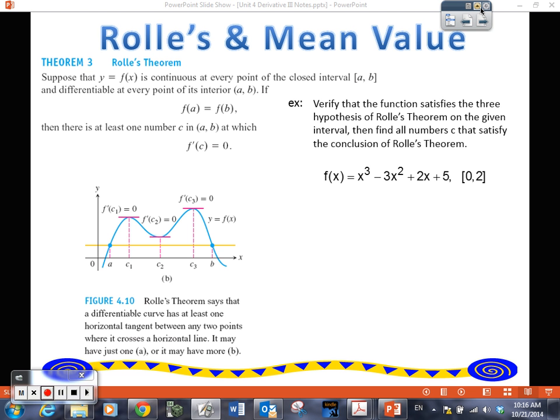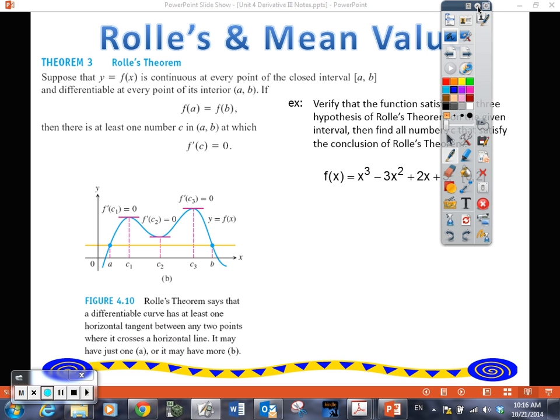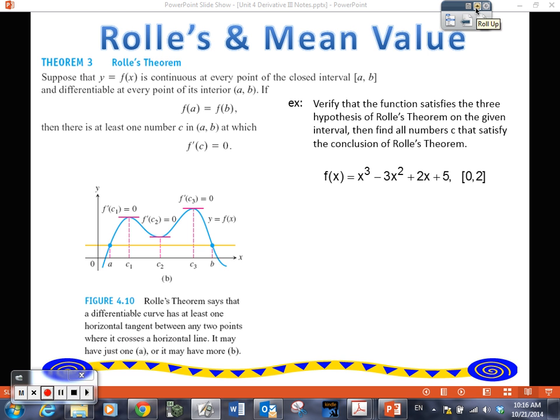So let's start with Rolle's theorem. Like the other theorems, we have criteria to be able to use it. So let's look at the criteria. What has to happen for us to be able to use Rolle's theorem? First of all, we have to know that the function is continuous at every point on the closed interval. Okay, that's criteria number one. Criteria number two, it has to be differentiable at every point on the interior or the open interval.